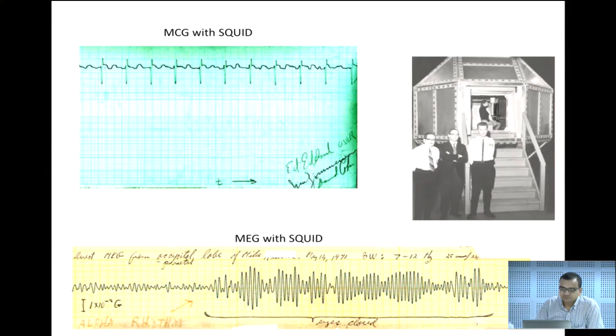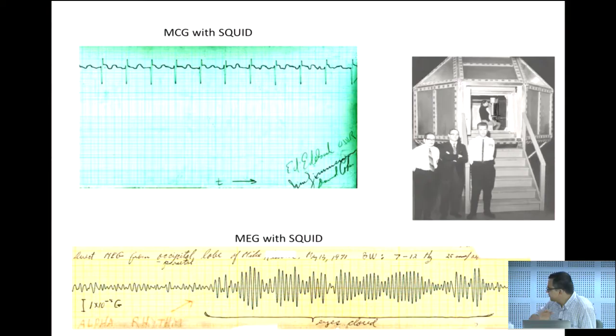The picture is not clear, but I can see he's in the middle, David Cohen, and these two are his collaborators. So he repeated his experiment using the SQUID as the detector, and you can see here the signal using the one-channel SQUID, compared with the traditional EKG or other neuromagnetic responses. Now it's much clearer. You don't need to wait for 10 minutes to get one cycle.